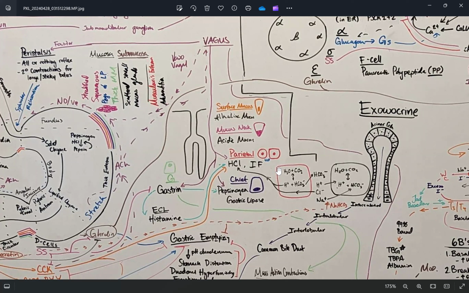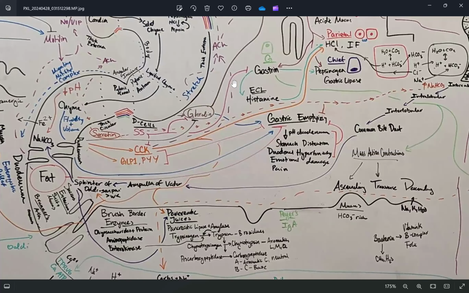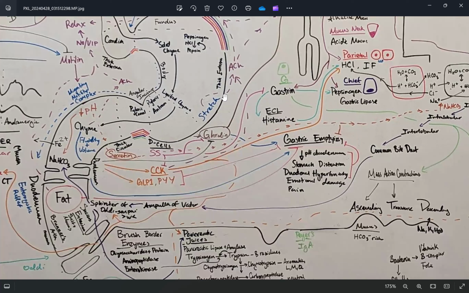Other things that the duodenum will release are your enterogastrones, CCK, GLP-1, and PYY. Those will inhibit gastric emptying, but CCK also will stimulate the secretion of HCl. In the intestines, you also have some digestion there, especially in the jejunum.